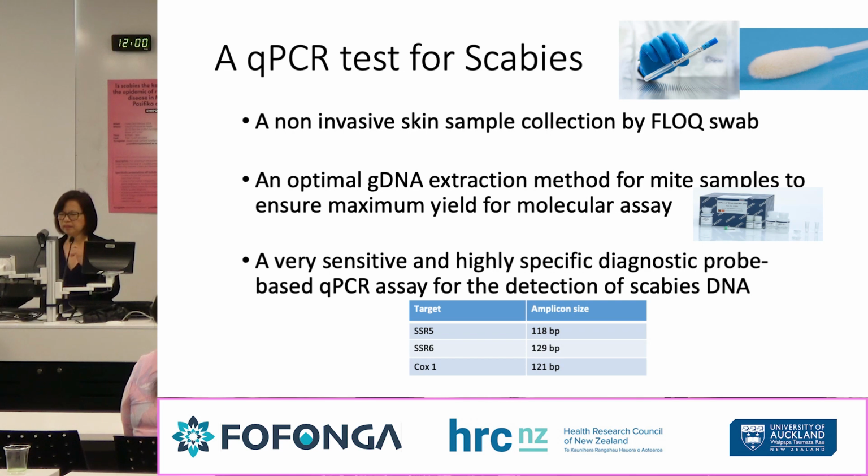And we have designed our qPCR based on probe-based qPCR, and these are the targets. This is COX-1. One of our targets is a mitochondrial gene. The whole scabies genome consists of coding and non-coding regions. Coding region means the nucleic acid translates to a protein or amino acid sequence, and this is our first target, COX-1, and this is published. Our alternative targets are SSR5 and SSR6.